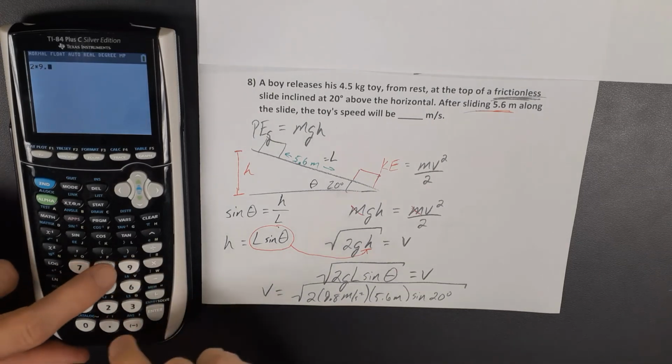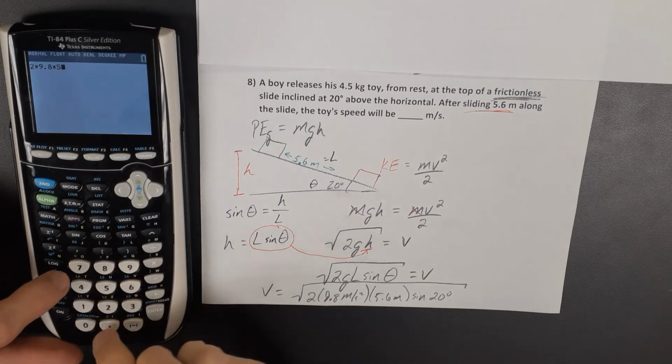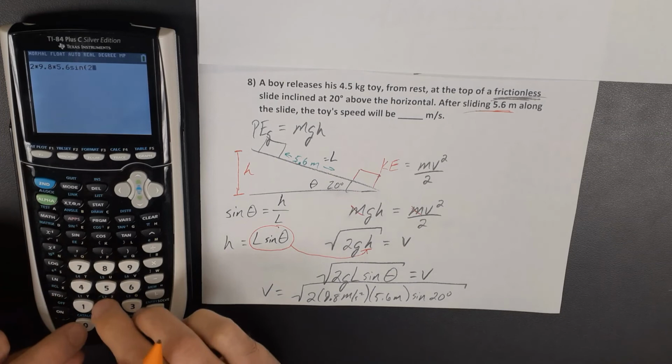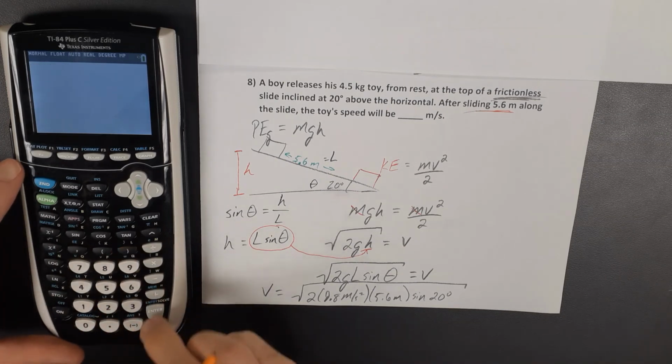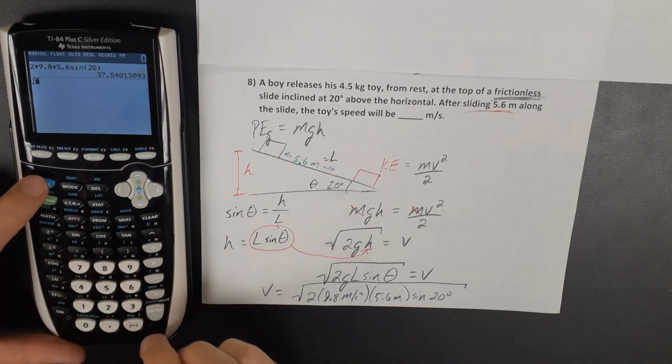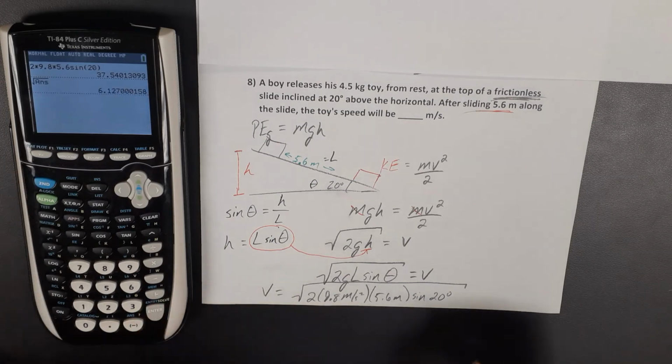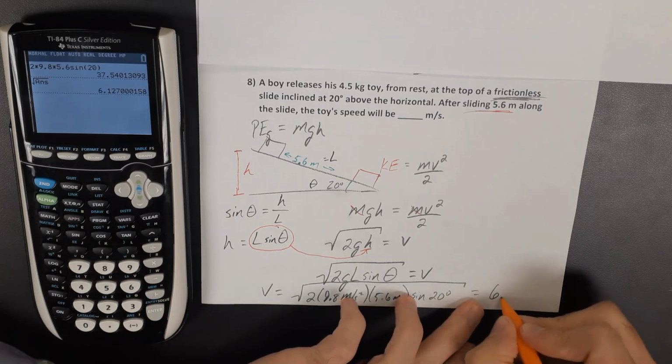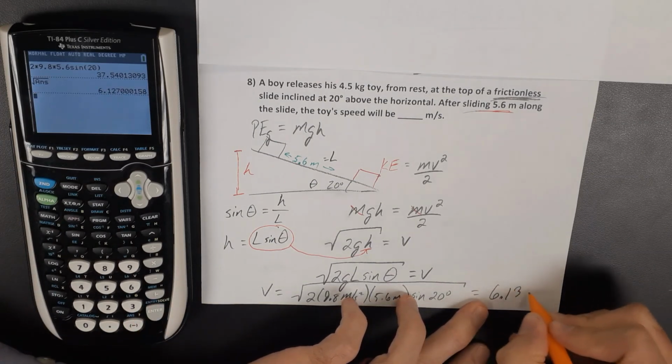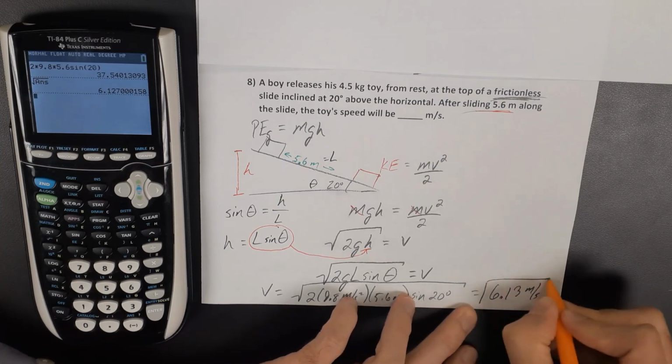So 2 times 9.8 times 5.6 sine of 20. My calculator's in degree mode. Square root of that answer. I get a speed of 6.13 meters per second.